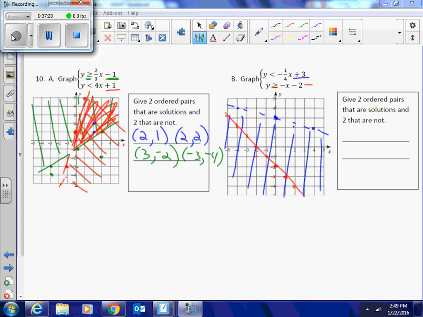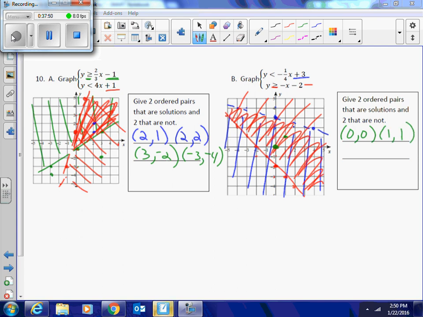And this one says that y is greater than. So that means I will be shading above. And where the colors overlap, which would be in this region here, is where we have solutions to our system. So let's go ahead and give some ordered pairs that are solutions. Make it easy on yourself. (0, 0) is a solution. So is (1, 1).